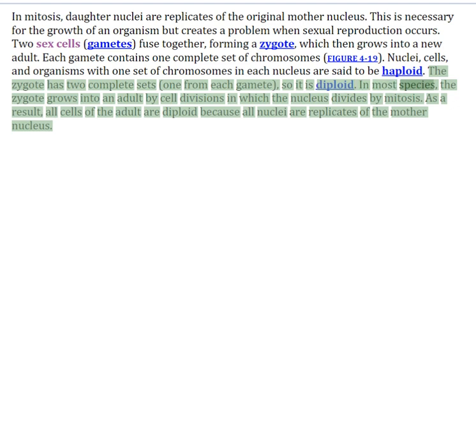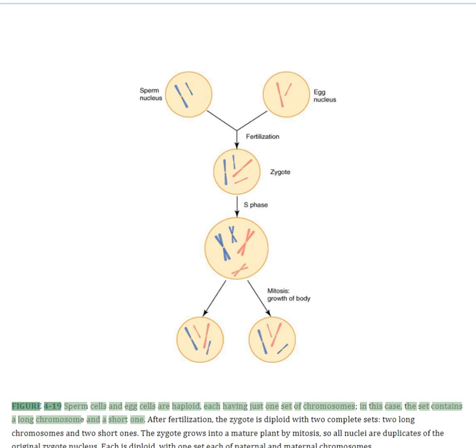In most species, the zygote grows into an adult by cell divisions in which the nucleus divides by mitosis. As a result, all cells of the adult are diploid because all nuclei are replicates of the mother nucleus. Figure 4.19: Sperm cells and egg cells are haploid, each having just one set of chromosomes. In this case, the set contains a long chromosome and a short one.